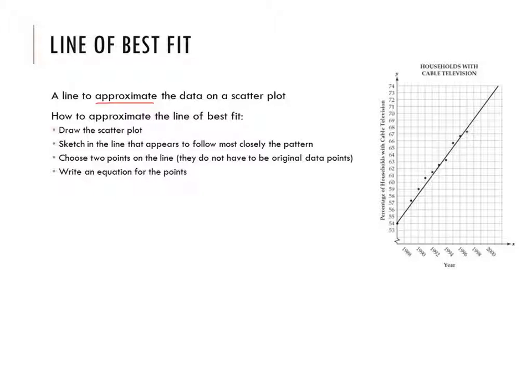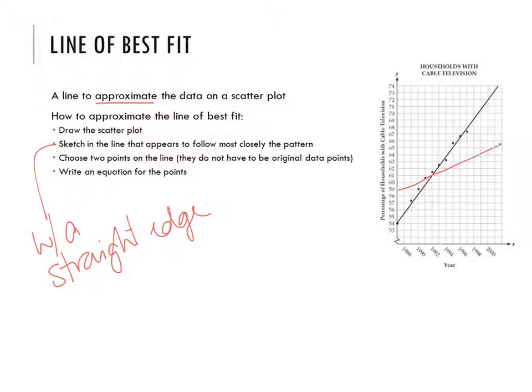What you're going to do then, with a straight edge, do not do this freehand, you must use a straight edge, is sketch in the line of best fit. That is the line that you think trends with the data the best. So probably not that line, probably not that line, definitely not that line. You have to trend with the data. The one that's drawn in there looks really good.